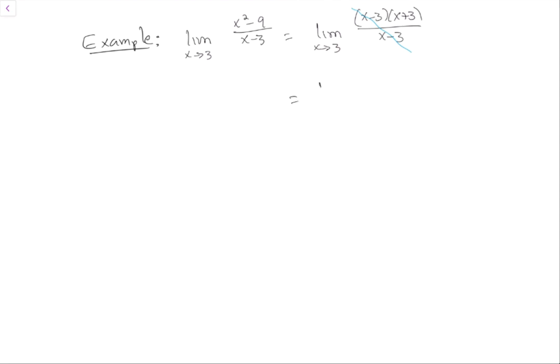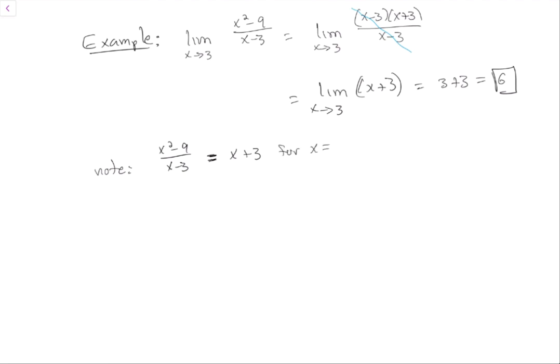So what I really end up with in this case after I simplify is the limit of x plus 3 as x approaches 3, and then at this point now I can use direct substitution. I can just plug the 3 in and see that I get 6 as that limit. Now something to make a note of here, that we have done a simplification, right? We have taken x squared minus 9 over x minus 3, and we simplified that to be just x plus 3. Now I just wrote the equality sign here, and this is a true statement as long as x is not equal to 3, right?